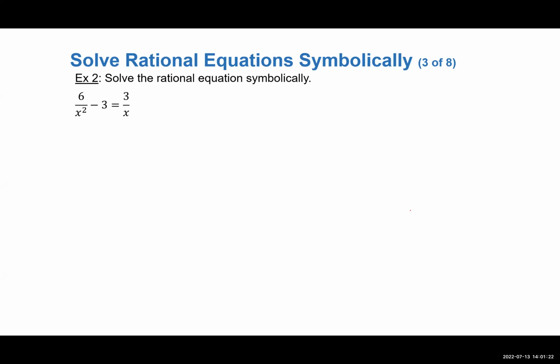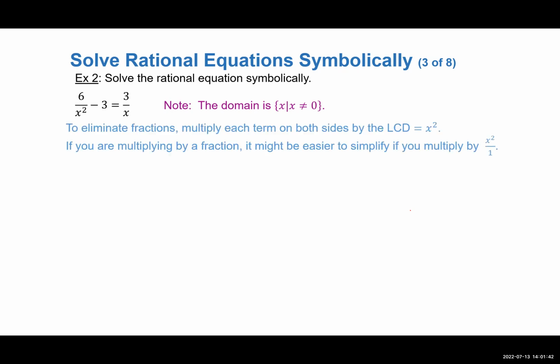We're going to do another example, example 2. In this case, we can't just set up this cross multiply and divide situation unless we do some extra work. So we do need to find the domain first. The only thing x can't be is 0, because if x is 0, then our denominator is 0, and we don't want that to be the case.